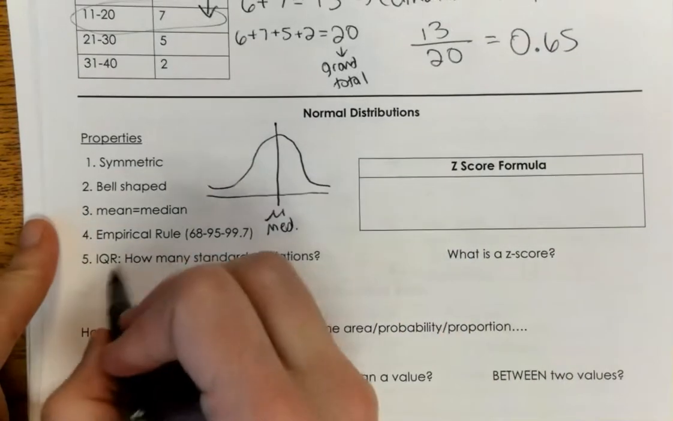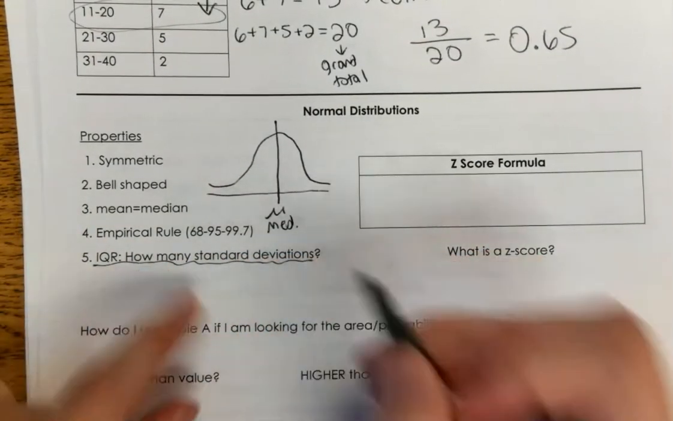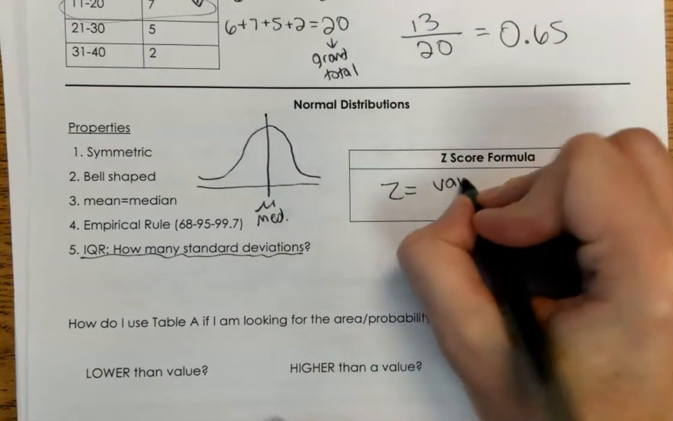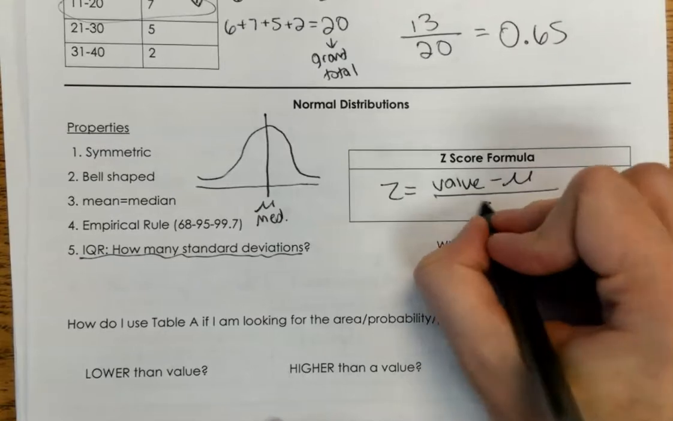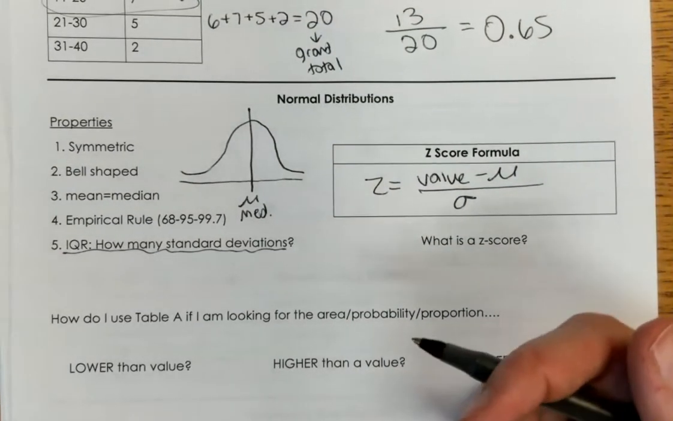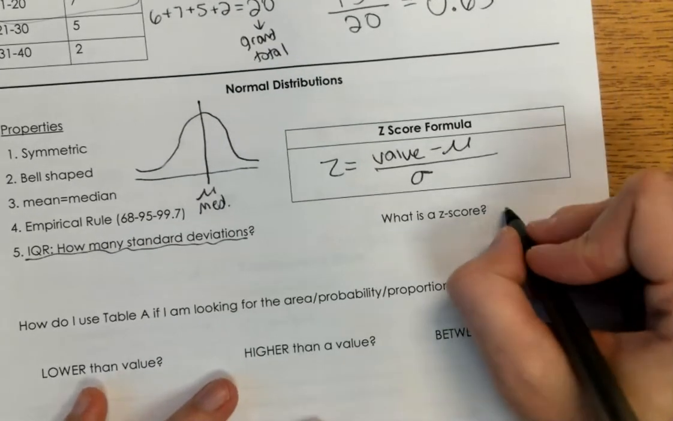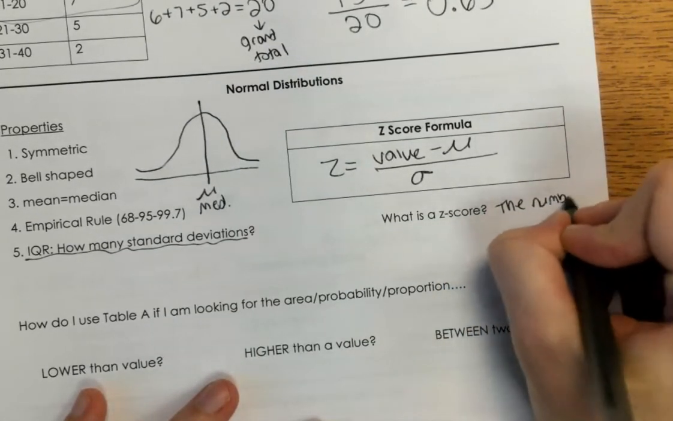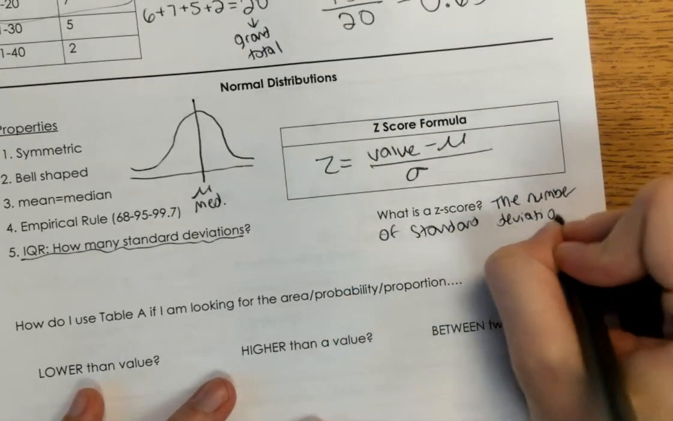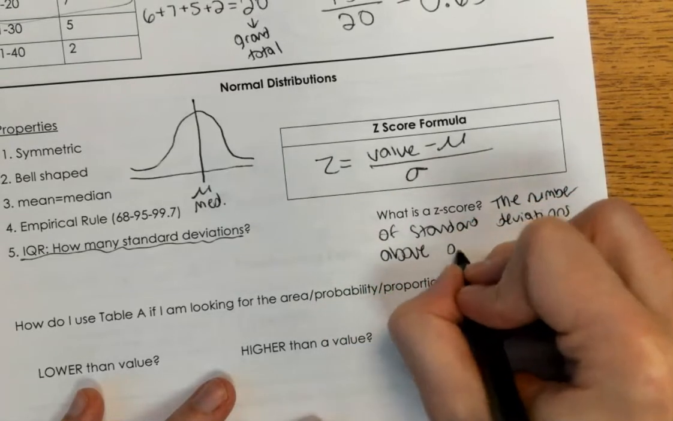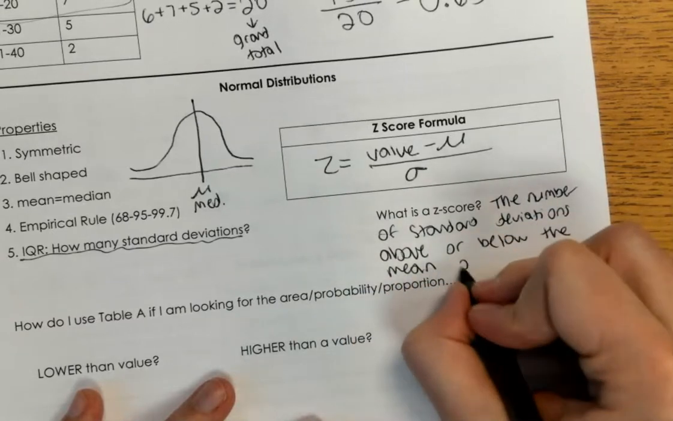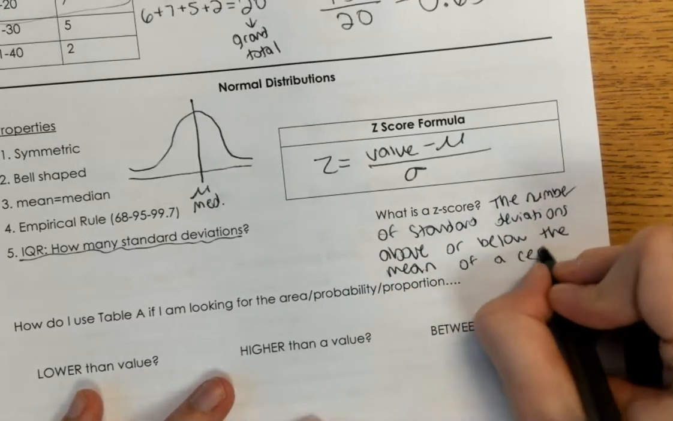All right, before we get to, this is sort of like a bonus type question. We'll talk about that in a second. What is the z-score formula? Z is equal to value minus mean over standard deviation. And when you calculate that, what exactly are you calculating? What is a z-score? A z-score is the number of standard deviations above or below the mean of a certain value.